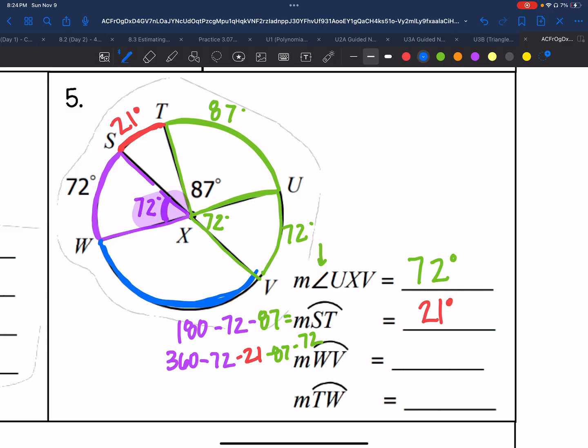So we get that our arc WV is 108 degrees. All right, and then lastly, we want to know what is TW. So ending on an easier note, TW, if we go from T to W, all we have to do is add together the two arc measures that we already know, which are 72 and 21. And we get that TW equals 93.